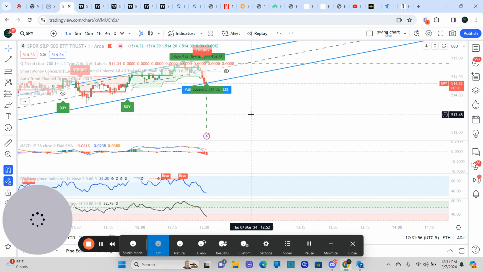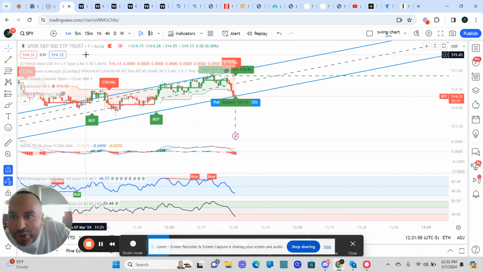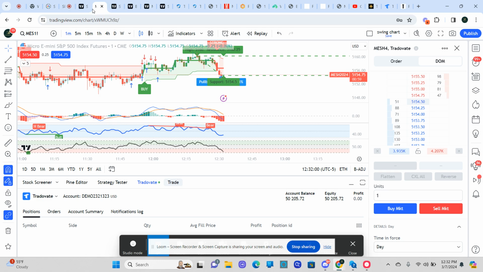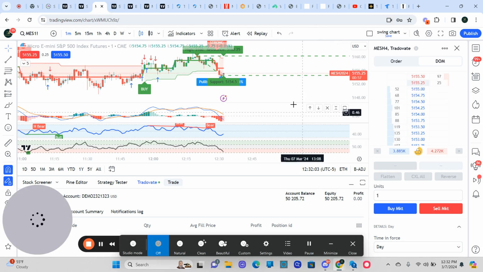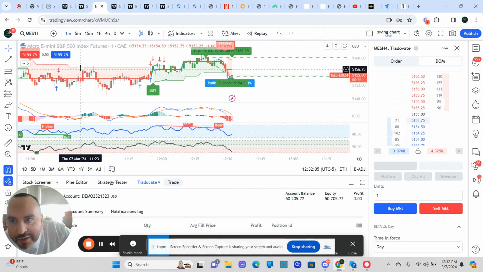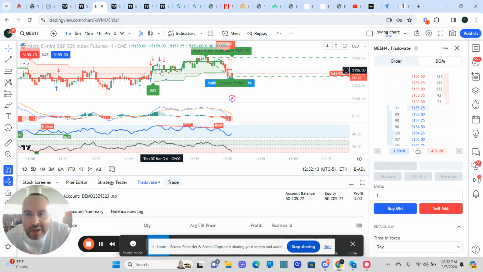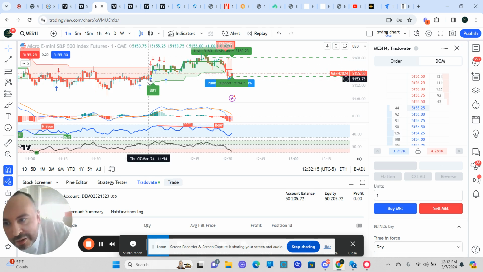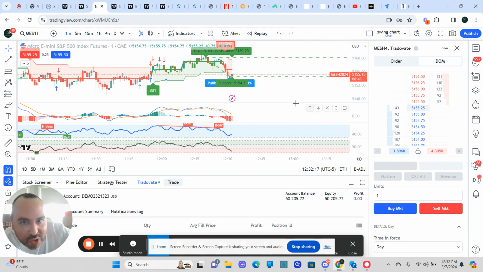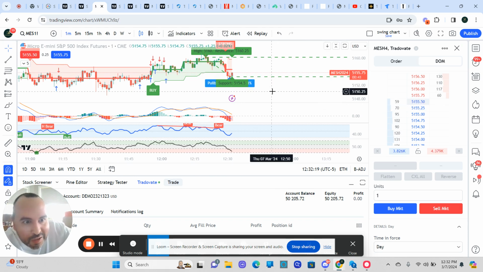And I'll show you. Where's the ES? Here we go. Here's the MES. So you can see I was kind of just playing around with taking trades here. You would never really take this many trades in and out like I did. But again, I was just trying to play around, trying to figure out, okay, how do you buy? How do you sell?